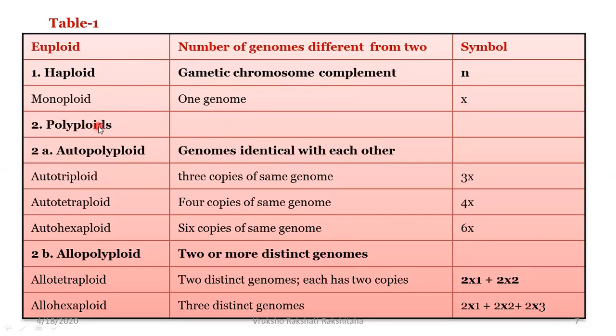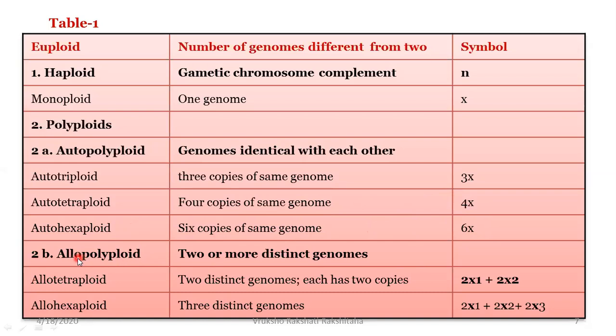The second type is polyploids. In this, again, it is divided into autopolyploids where the genomes are identical with each other, and allopolyploids where there are two or more distinct genomes. Now some examples of autopolyploids: autotriploid, if it has 3 copies of the same genome, is represented by 3x. Autotetraploid, if it has 4 copies of the same genome, is represented by 4x. Autohexaploid, 6 copies of the same genome, is represented by 6x.